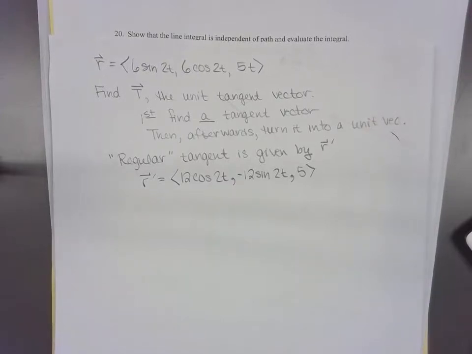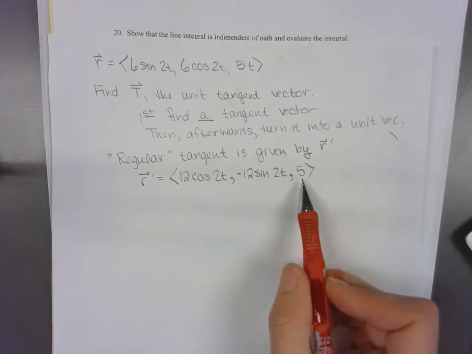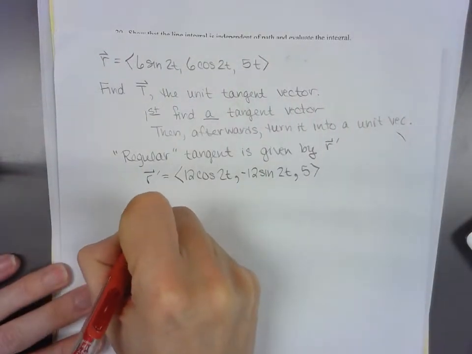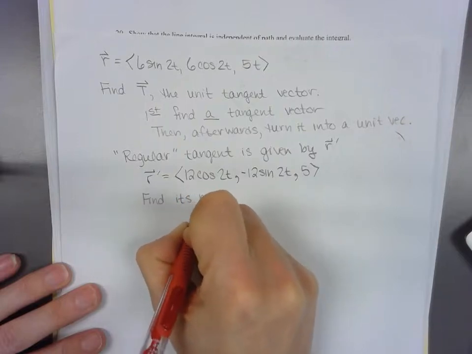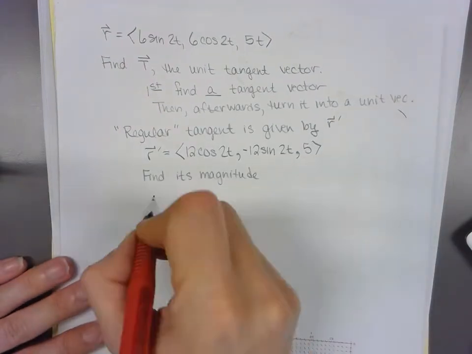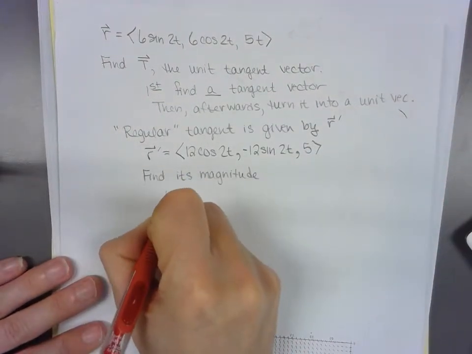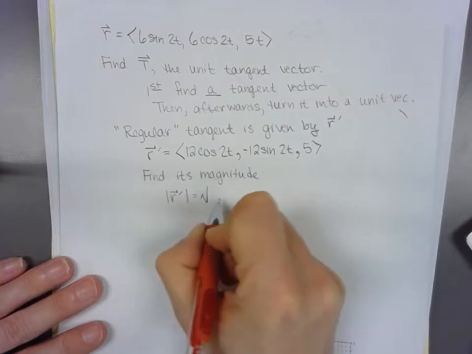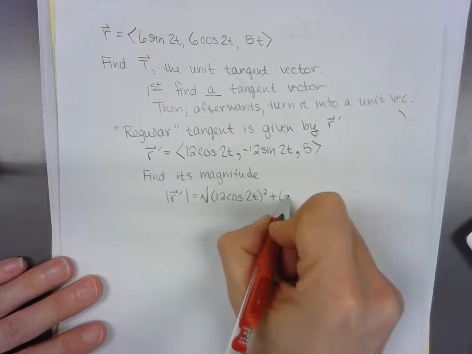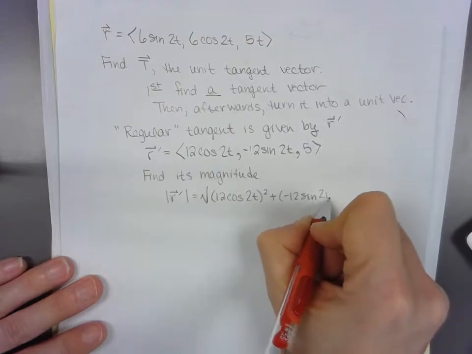It's definitely not a unit tangent vector because the last component is 5, so it's at least 5 units long, right? So now we want to make this a unit vector. How do we make something a unit vector? What do we need to do first? Right, find its magnitude, which is the square root of the sum of the squares of its components. So the magnitude of r prime is the square root of 12 cosine 2t squared plus negative 12 sine 2t squared plus 5 squared.